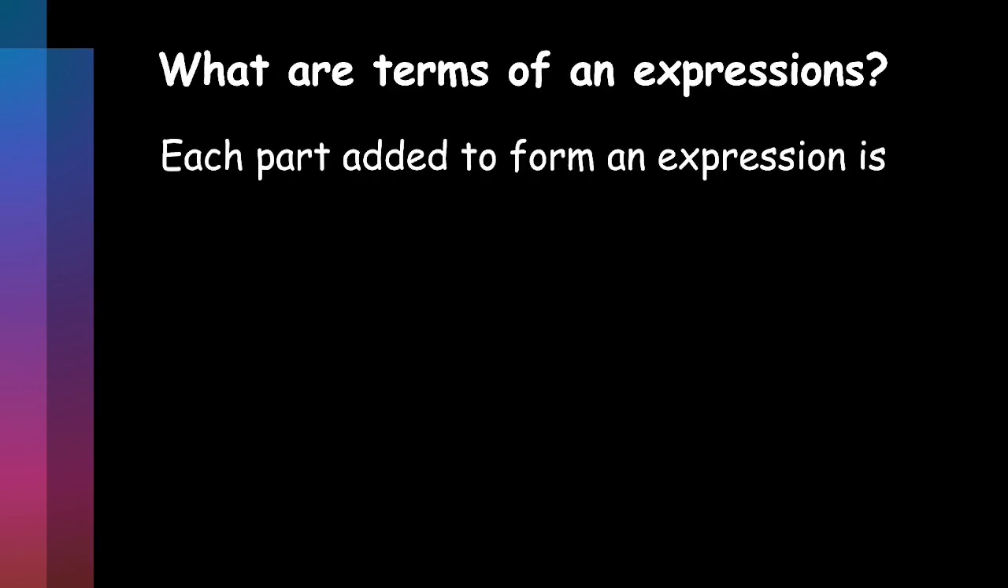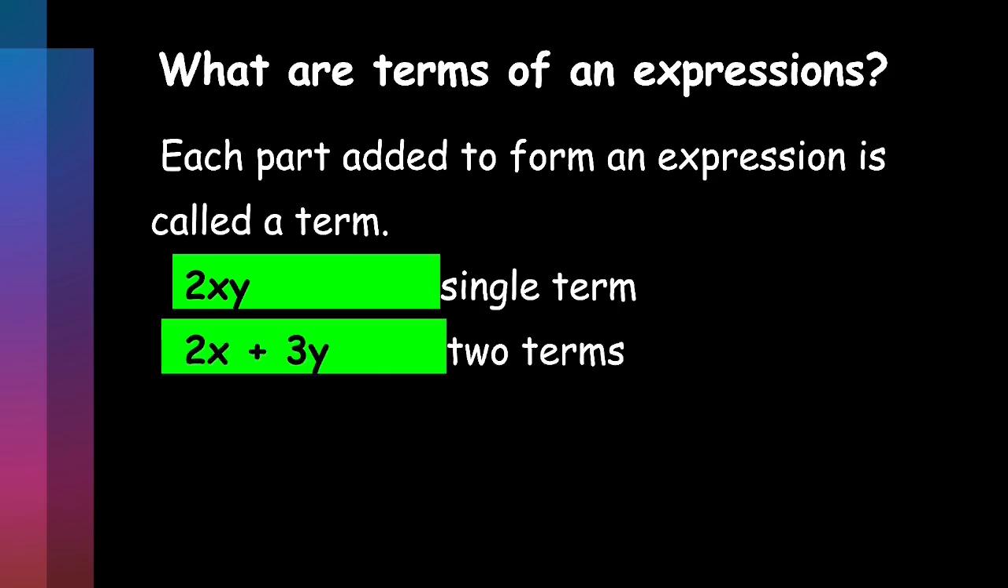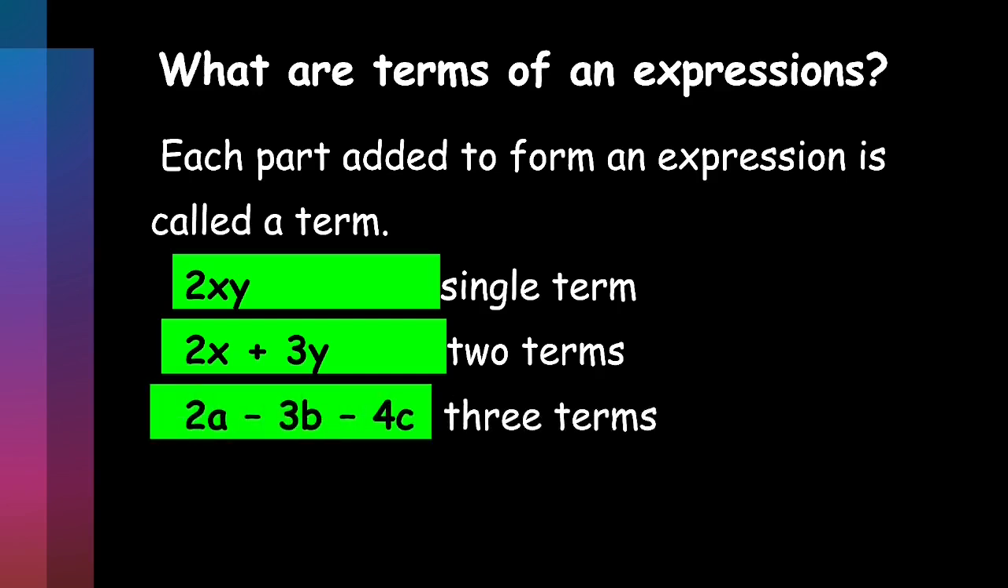What are terms of an expression? Terms means each part added to form an expression is called a term. Here 2xy is one single term. That means here 2xy is not added to any other expression. So 2xy is a one term expression. 2x plus 3y, here 2x is added to 3y, that means it is a two term expression. Now 2a minus 3b minus 4c, these are three terms. Here 2a is added to negative 3b is added to negative 4c.